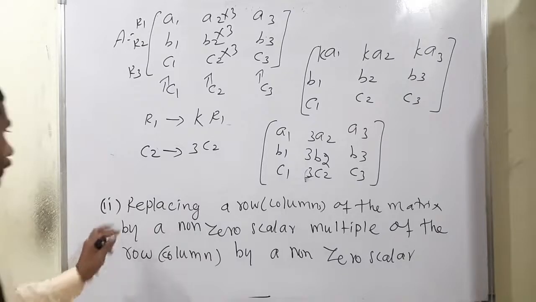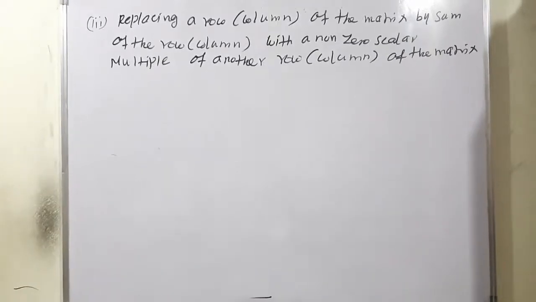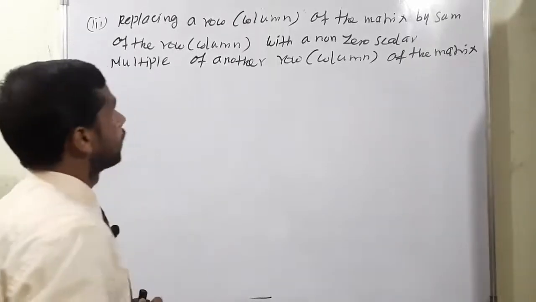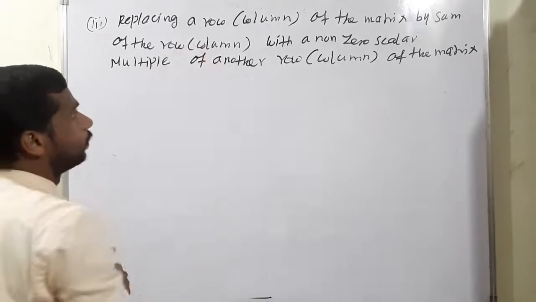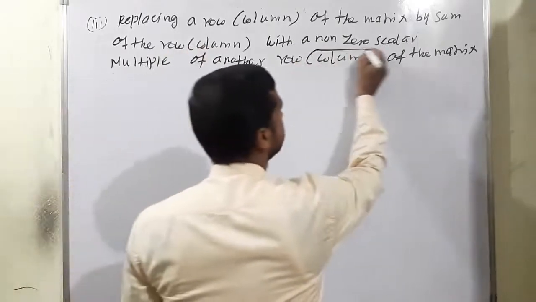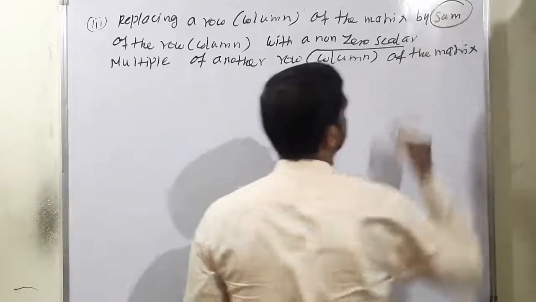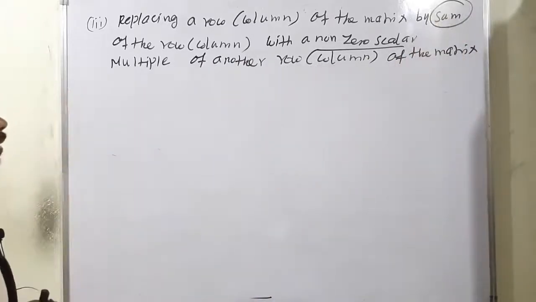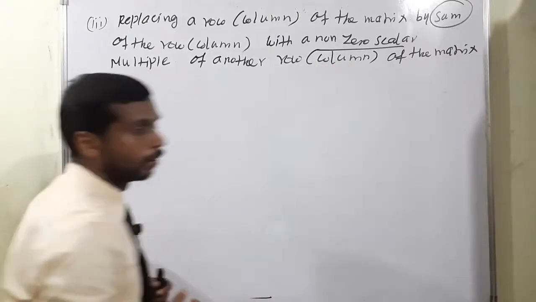I will move on to condition number 3: replacing a row or column of the matrix by the sum of that row with a non-zero scalar multiple of another row or column of the matrix. Listen, this is an important condition.